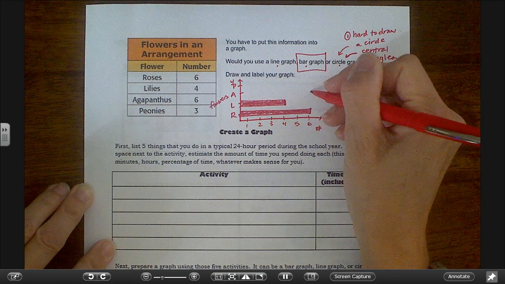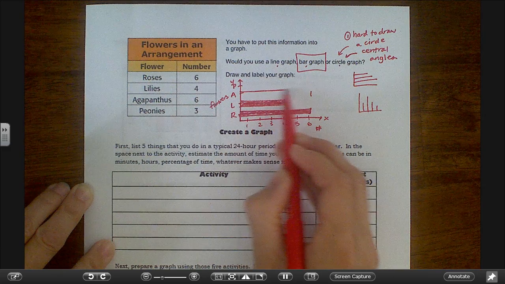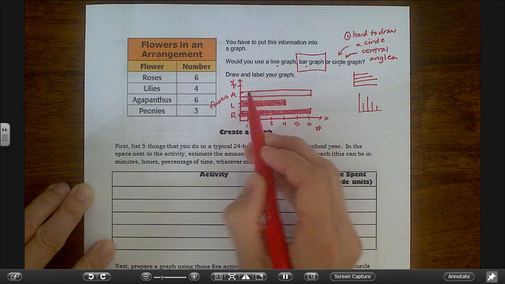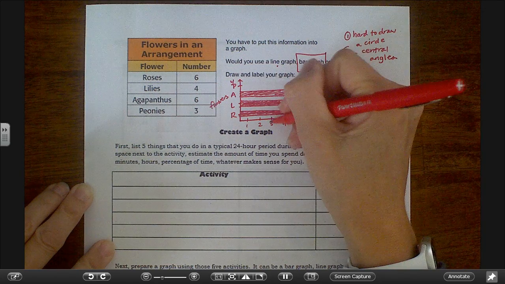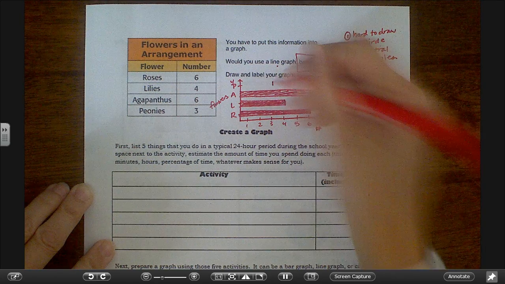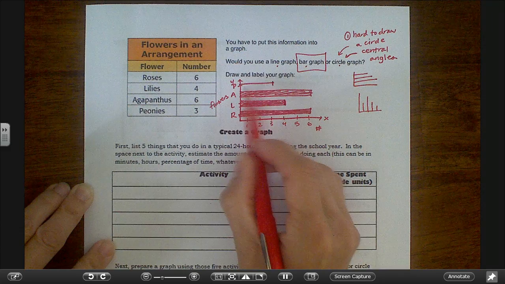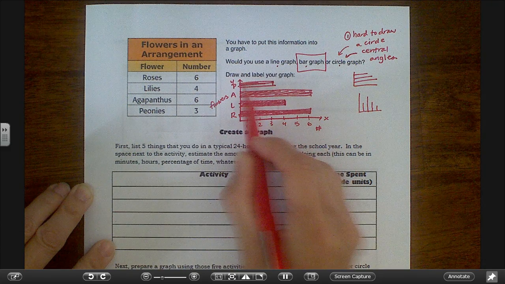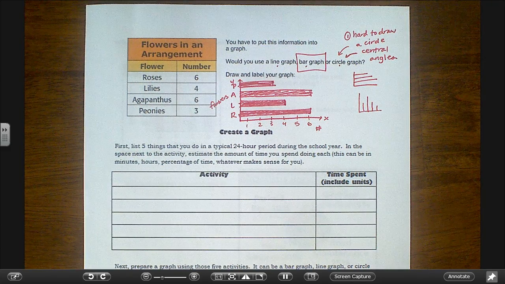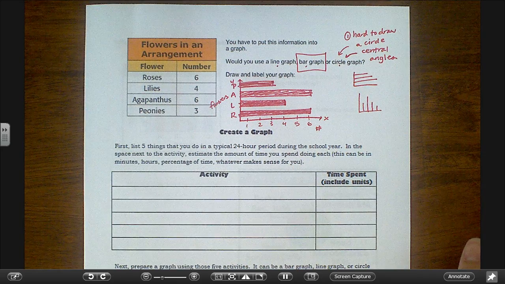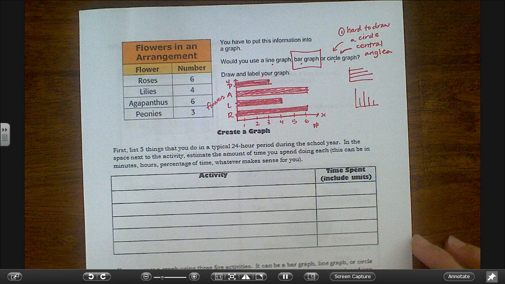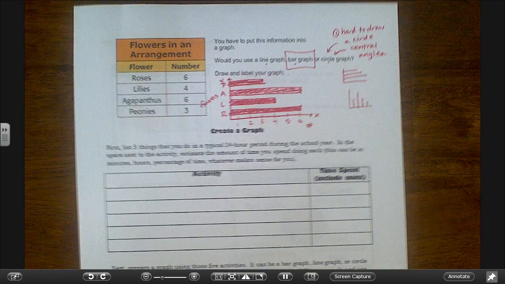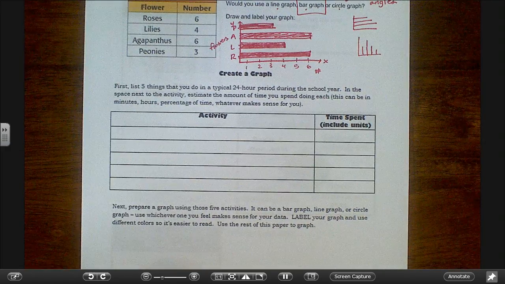Agapanthus, I also have 6, so I'm going to draw out a bar to 6. And then I have 3 peonies, so I'm going to put my end here at 3 and draw my bar graph. So there you go. There's a bar graph. Super easy. Now you guys are going to create a graph here. I'm going to start this and then you are free to finish it at your leisure.